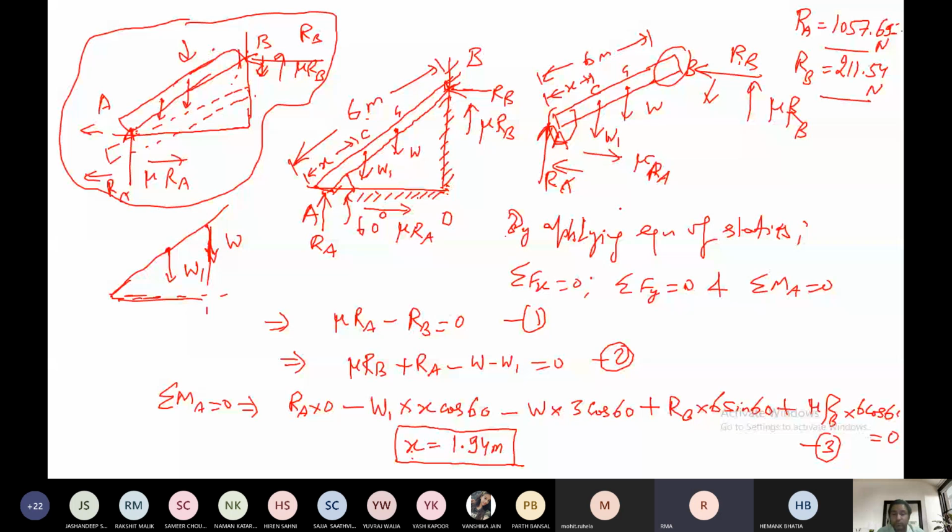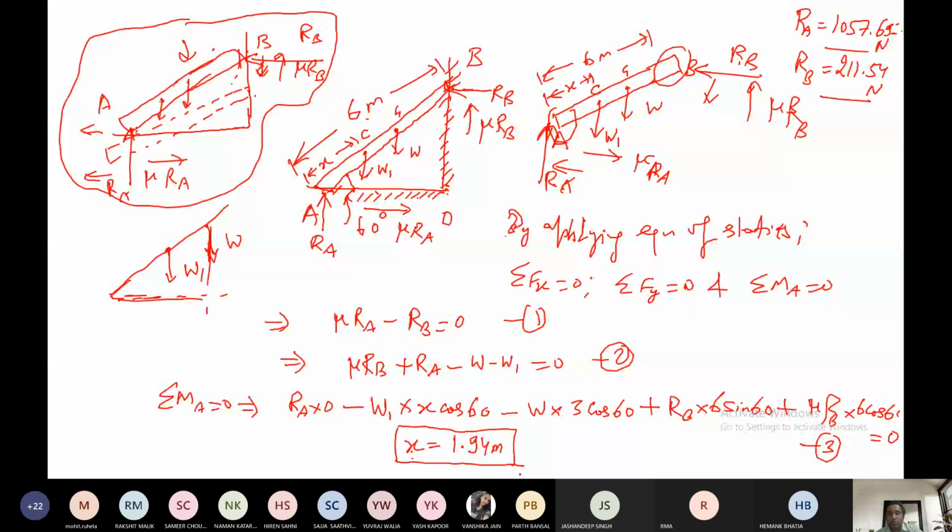Sir, put down. Got the answer? 1.94. Sir, I am getting 1.93. 1.94 is exactly the same answer. You can see the downside of the... Okay, sir. 1.94 meter. Okay. So this problem is clear to you.